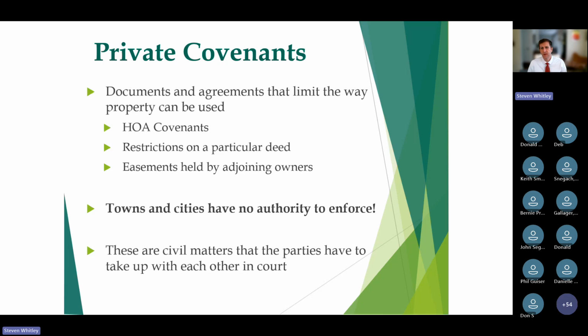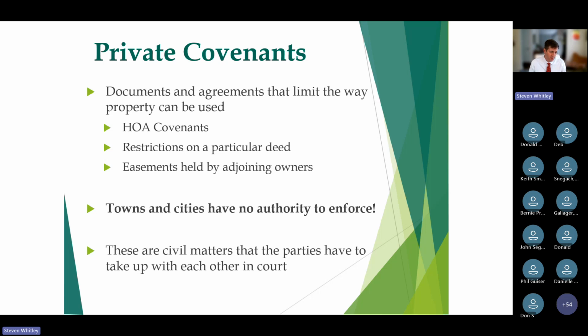Private covenants. This is something that we get a lot of questions on. You'll have a property owner that's before the zoning board or the planning board, and an abutting owner will say, they can't do this. There's a private covenant that says that they can't do this, so you have to deny this application. And unfortunately, that's just not something that's within the power of the ZBA and the zoning or the planning board to enforce. That's a private issue. And so what that means is that it's something that needs to be taken up by the private parties and shouldn't involve the town or the city.